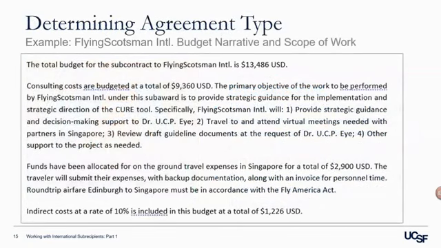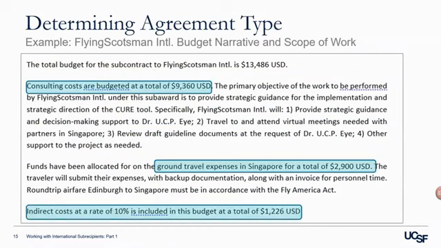Cassie had kindly put a copy of the budget narrative here. So let's take a look at the costs involved. The subcontract total cost is $13,486, and that includes consulting costs at $9,360, ground travel expenses in Singapore for a total of $2,900, and then indirect costs at 10% included at $1,226. Right off the bat, I don't think indirect costs for an NIH award at 10% look right for an international sub-award.